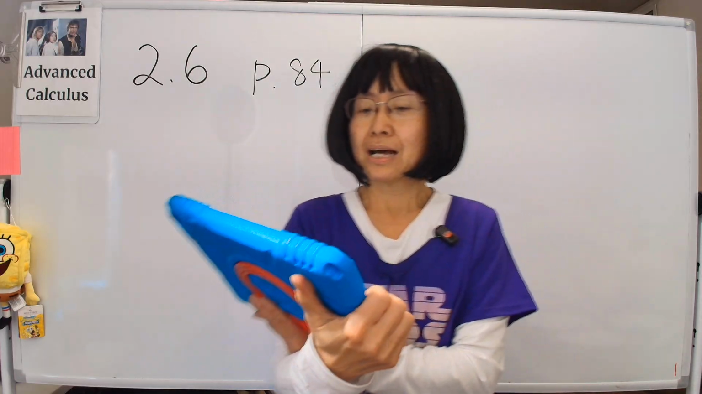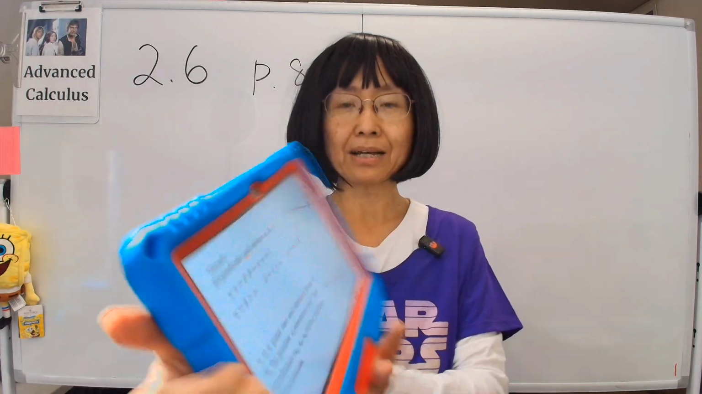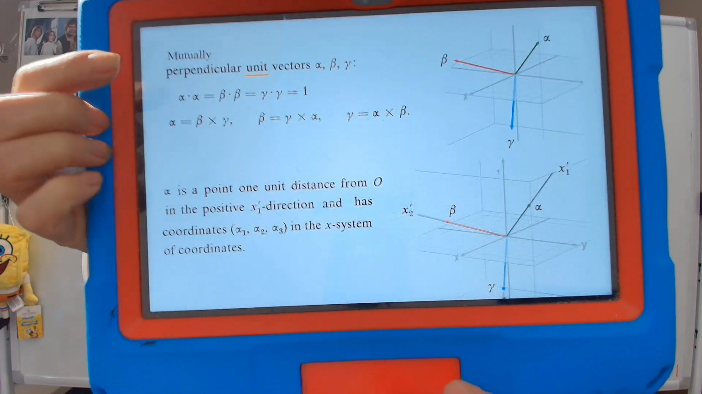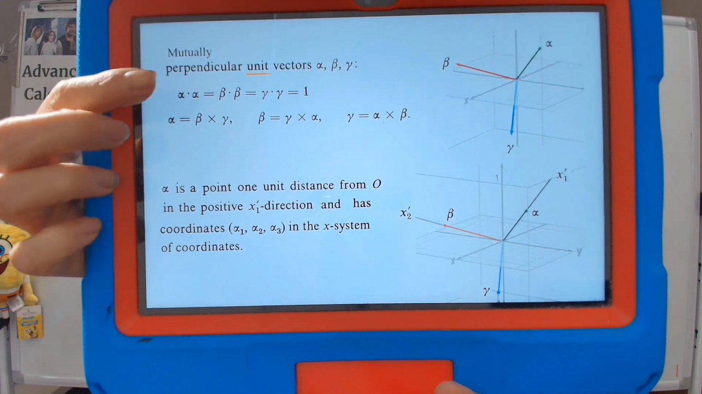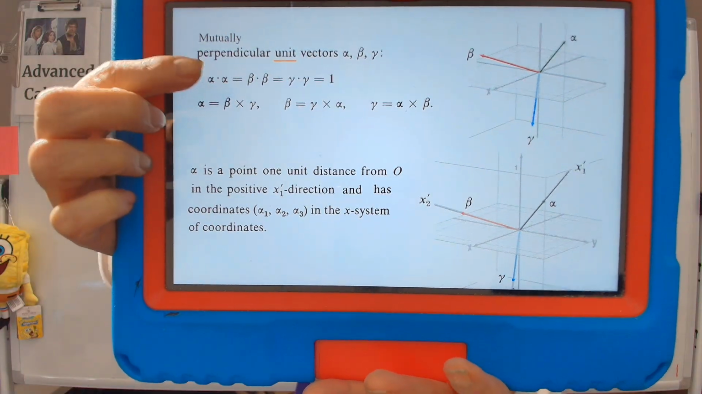So I scanned the book into my Kindle so that I can explain it a little better, because then I made a little bit of editing and also drew some pictures, because your book doesn't have any pictures, and I feel that it's easier for me to explain. So look at this first picture.